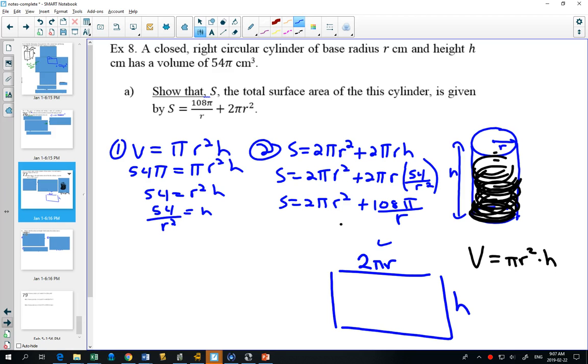If you don't have it memorized, go home, take off labels of the cans that you have at home until you're convinced that they're always going to be a rectangle.